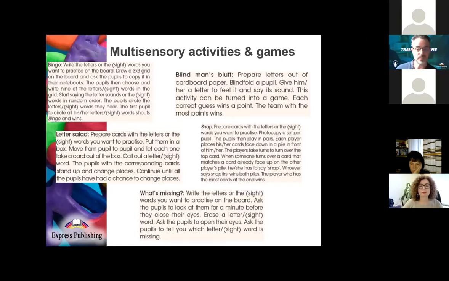Then you have snap, you know how that works. Two sets of whatever it is you're practicing, and the learners turn over the cards until both either the same letter or the same word appear, and they do that.